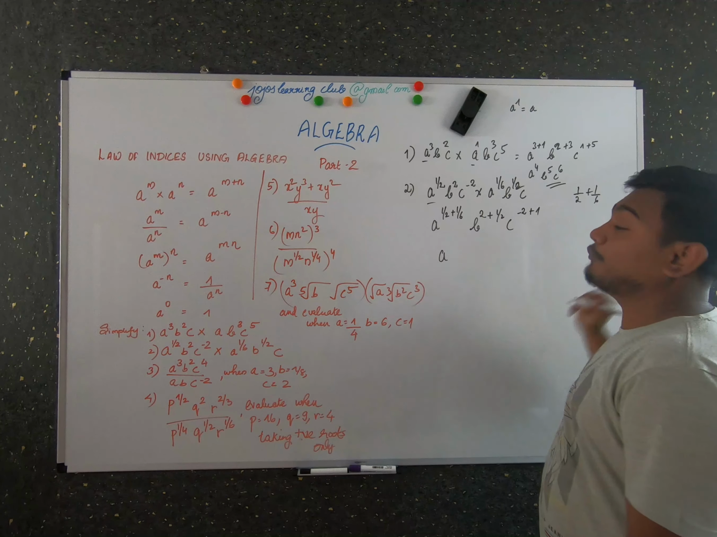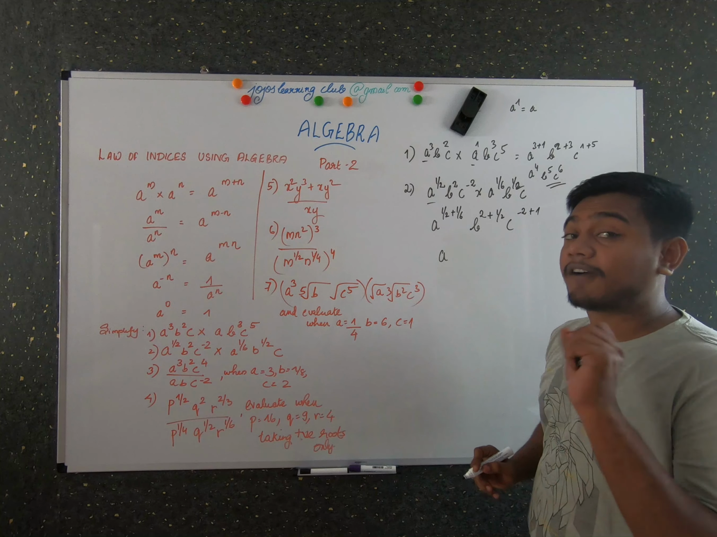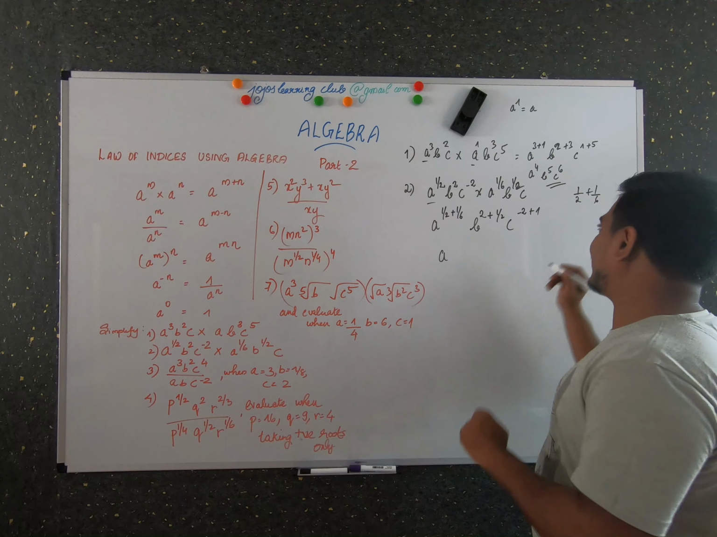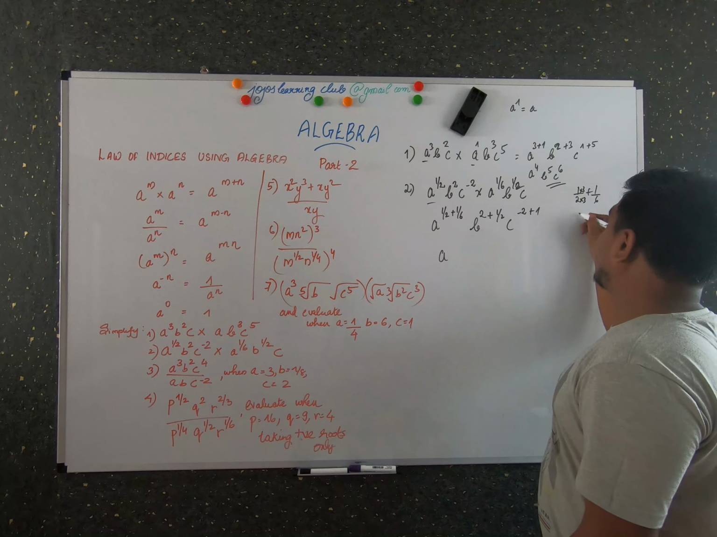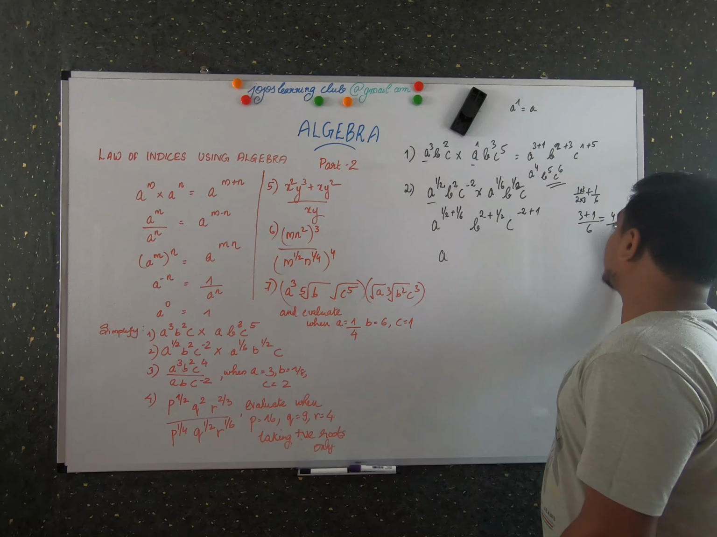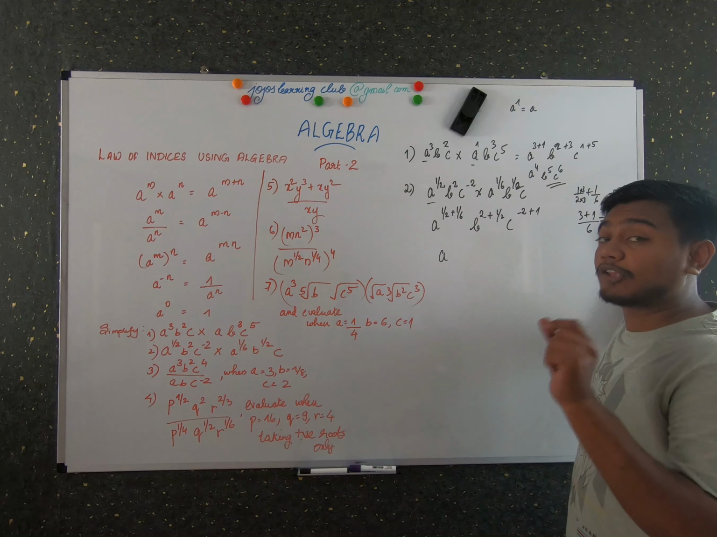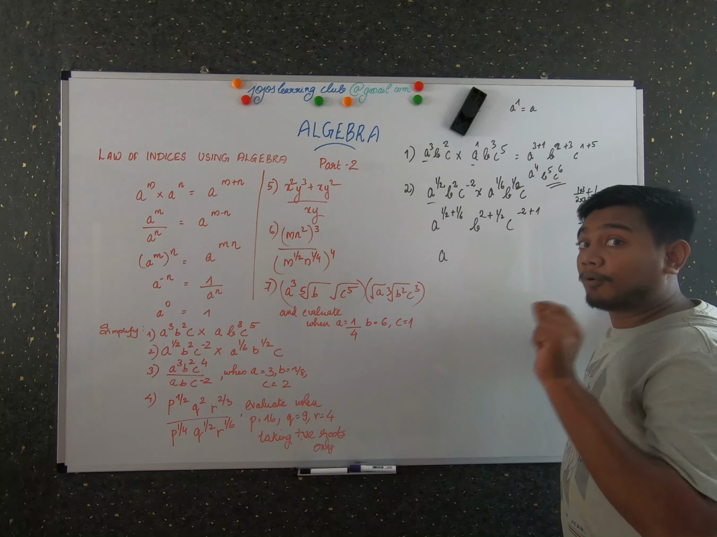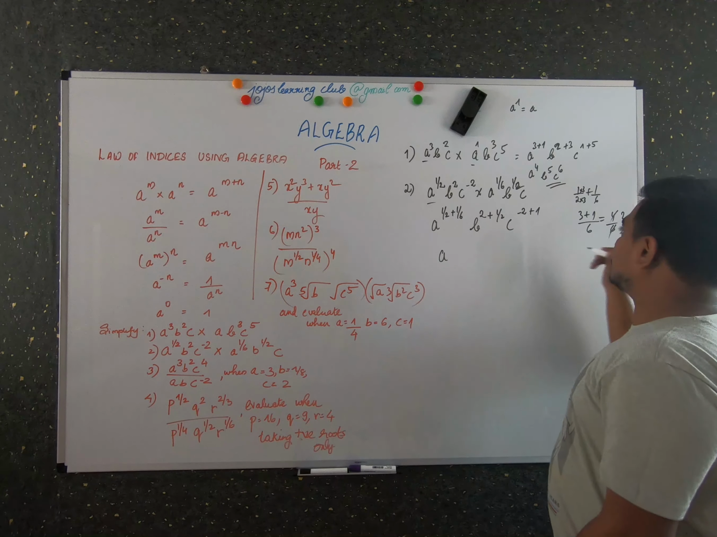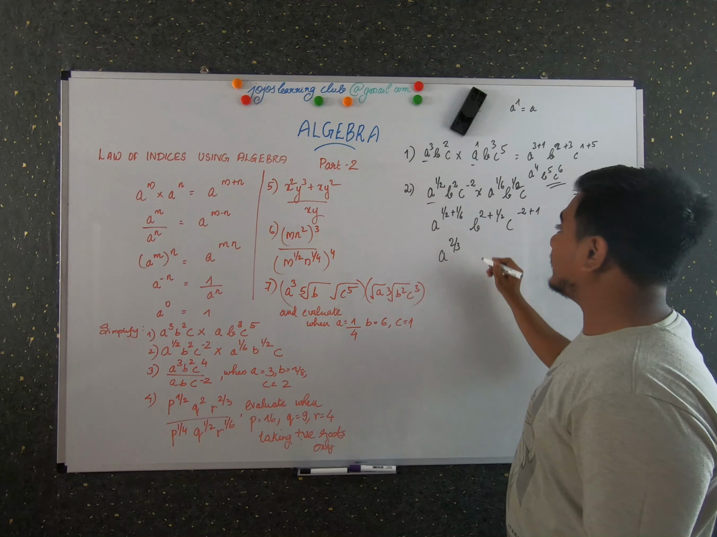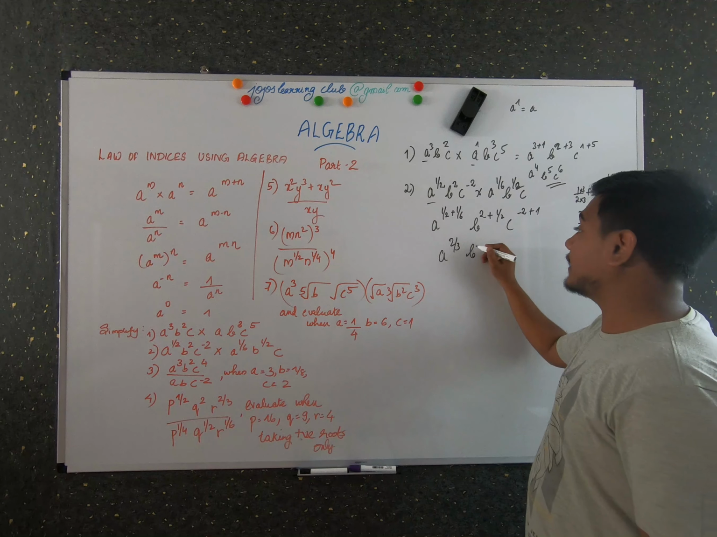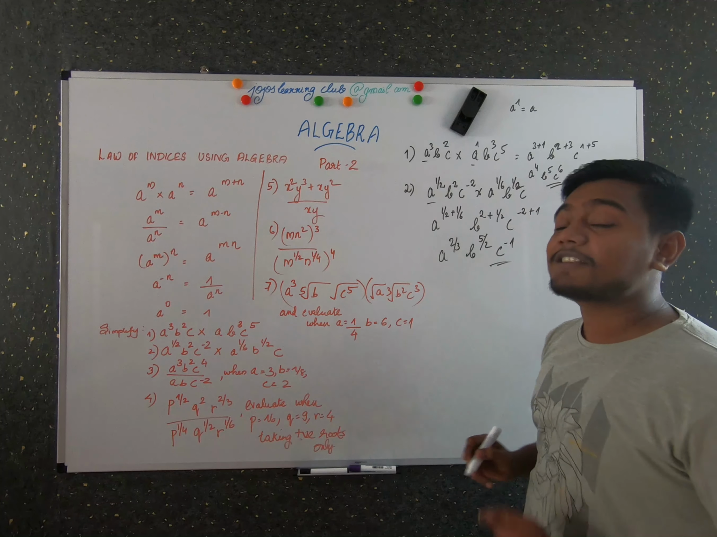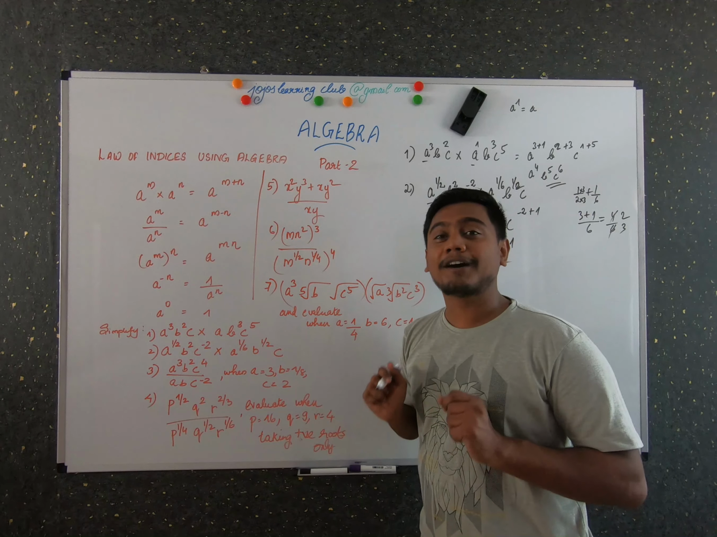Again here 1 by 2 plus 1 by 6. When you have two fractions with different denominators, the first step is to make the denominators the same value. So multiply 1 by 2 by 3 to get 3 by 6, plus 1 by 6, which is 4 by 6. When you have a fraction, you should always cancel and make it the smallest fraction possible. Both are factors of 2, so it is 2 by 3. So a raised to 2 by 3 here. Again here 2 plus 1 by 2, which is 5 by 2. Again c raised to minus 2 plus 1, which is minus 1. This is the final answer for problem number 2.